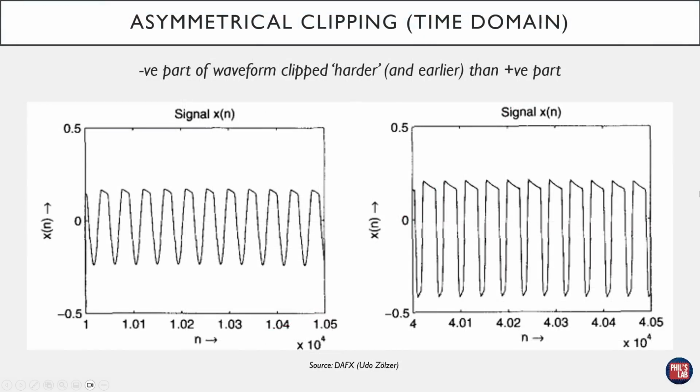If we then feed a sinusoidal signal into this asymmetrical clipper without any other effects or filters applied, we can see this on the left-hand side for a low amplitude input signal, on the right-hand side for a higher amplitude input signal. Again, because of the static nonlinearity, we can see the negative part of our waveform is clipped harder and earlier than the positive part. So what might be a 1 kHz sine wave now looks significantly distorted, but it's not a symmetrical distortion.